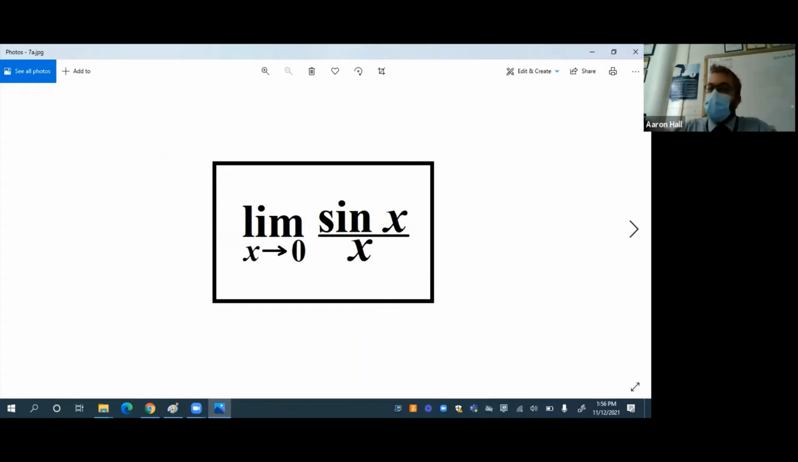This is not a derivative, this is a limit. What is the limit as x approaches 0 of sine of x over x? It's 1. Good job. What is the limit as x approaches infinity of sine of x over x? It is 0. What is the limit as x approaches infinity of cosine of x over x? It is also 0. Okay, cool.